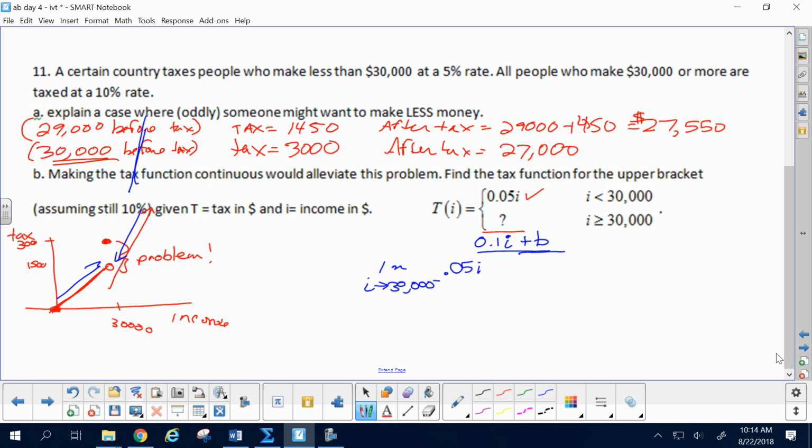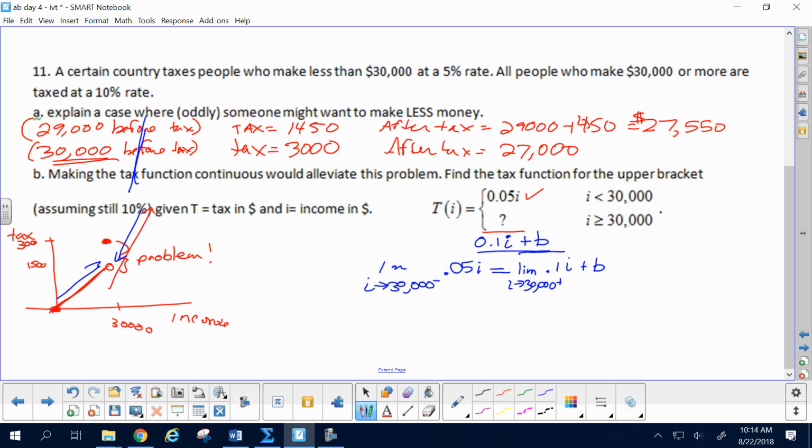0.05 I needs to equal what the tax approaches from the right, which is the limit as I approaches 30,000 from the right or above. And what's that function? 0.1 income plus B. Now, this first tax bracket, as we approach 30,000, what do those taxes approach? What does the tax start to leave off at for the lower tax bracket?